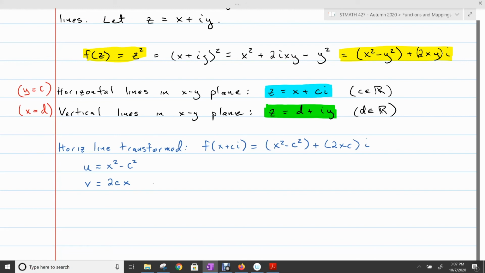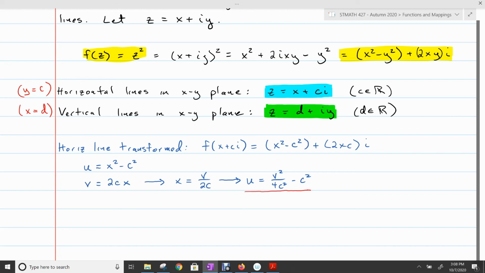If you took the second equation there and solved for x, you'd get x equals v over 2c. And then you could substitute that into the first equation, and you'd get u equals v squared over 4c squared minus c squared. So this equation describes a curve in the UV plane. U is usually your horizontal axis, and v is your vertical axis. So it's kind of like if you had a curve where you solve for x in terms of y in the xy plane. So when you graph it, it won't be like a function of u, it's a function of v. So it'll pass a horizontal line test, not a vertical line test.